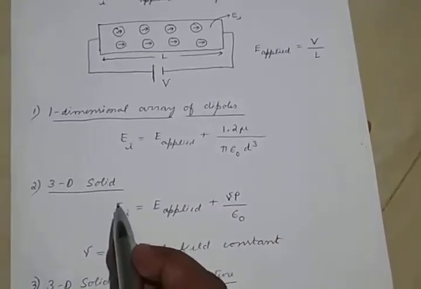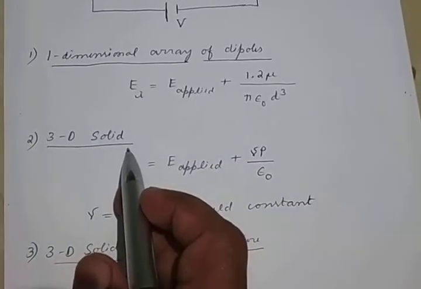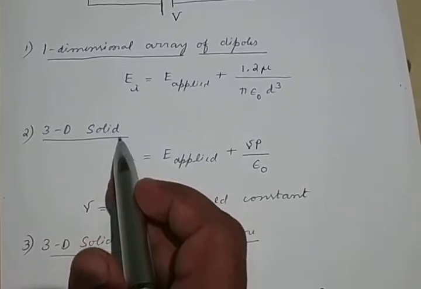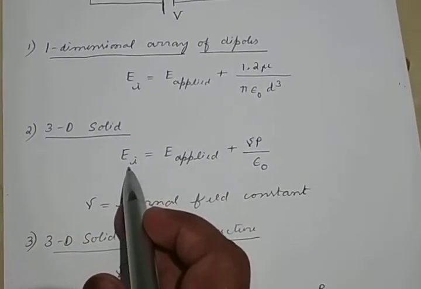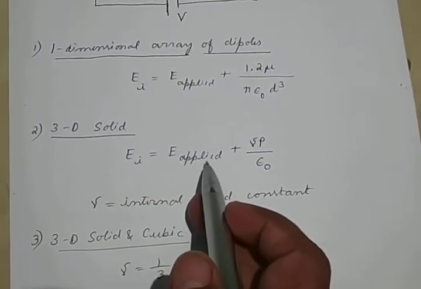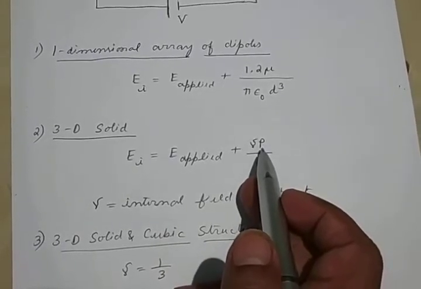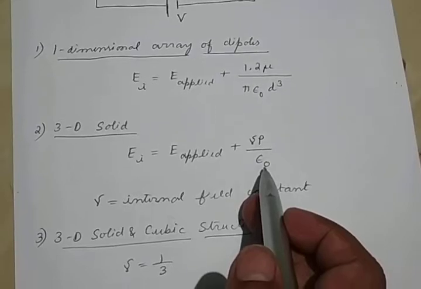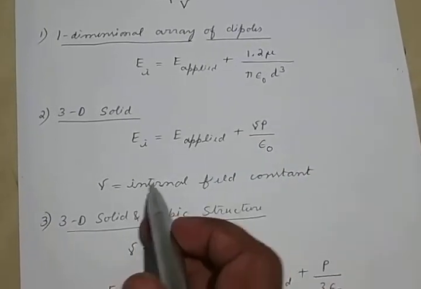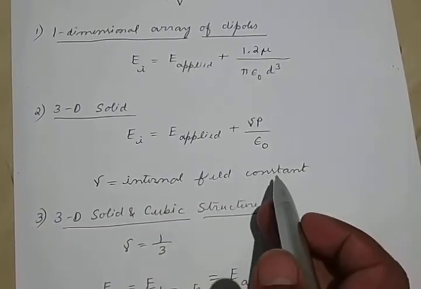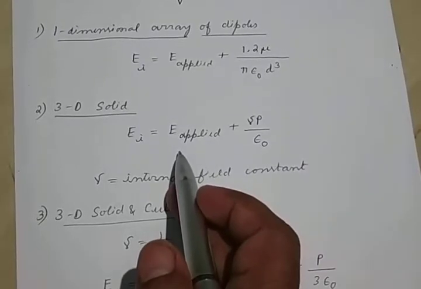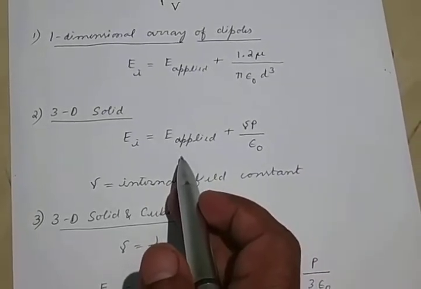Now if I go to a three-dimensional solid dielectric material, the internal field in such a material becomes E applied plus some constant gamma into P, the polarization, divided by epsilon naught. Here gamma is called the internal field constant. So this is the expression for the three-dimensional solid.